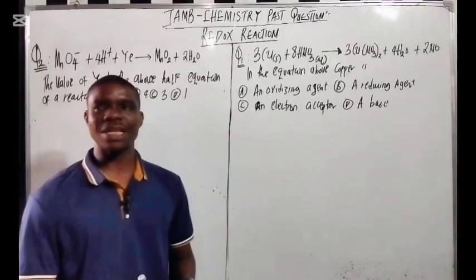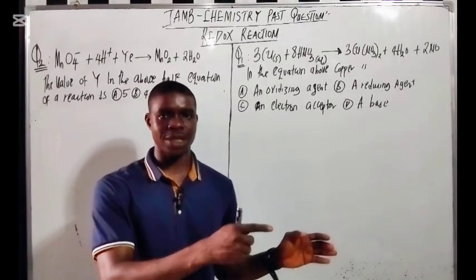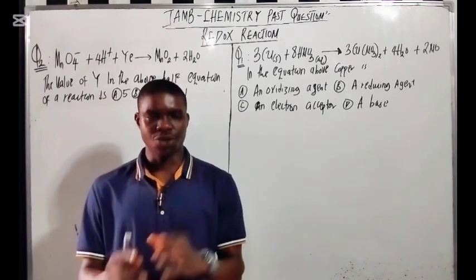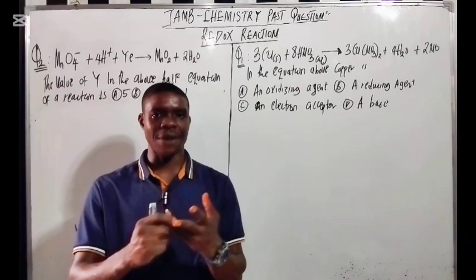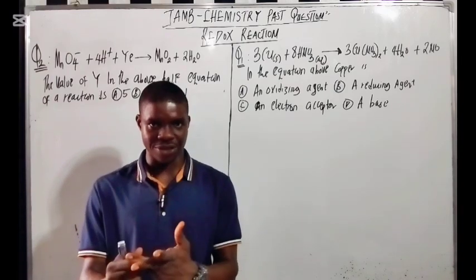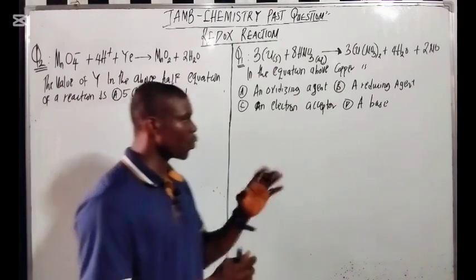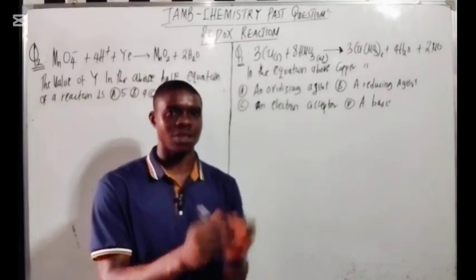But I've done a complete video on redox reaction. Redox reaction means oxidation and reduction. So our key point of focus is going to be how to identify oxidation, how to identify reduction, how to identify oxidizing agents, and how to identify reducing agents. These two questions are the basis of the type of question JAMB normally would ask.